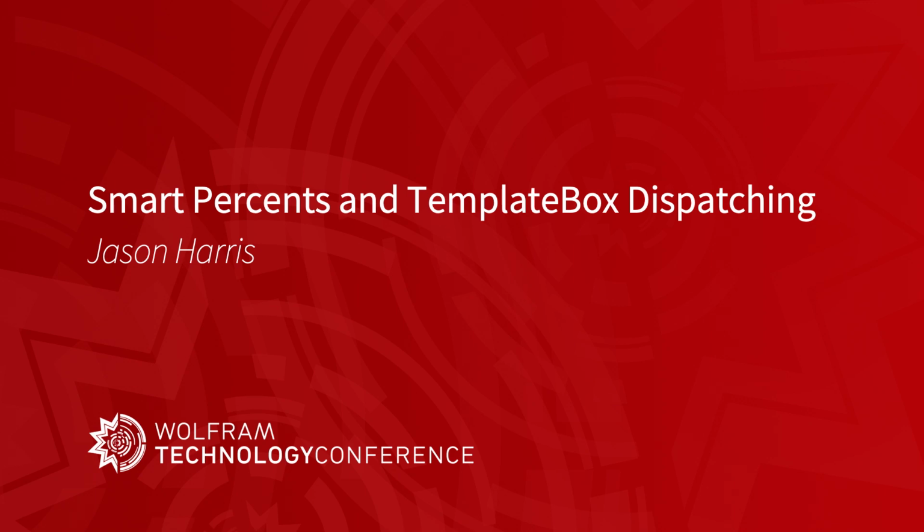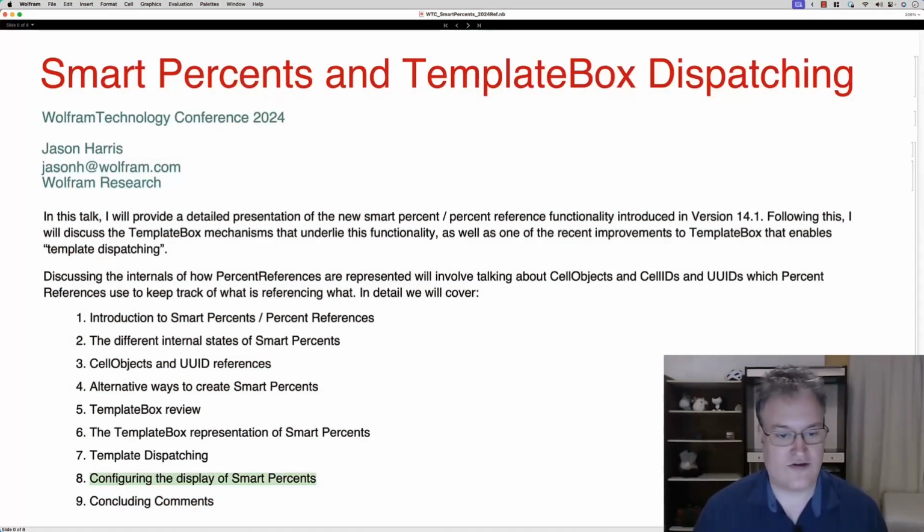So smart percents, or percent references, is a new feature that we added in 14.1, and it's a spin on percent, or referring to the previous evaluation. Instead of actually talking about all the stuff that I'm going to do, I'm just going to introduce it via examples and go with it from motivation through to the usage and then through to some of the internal mechanisms of how they work.